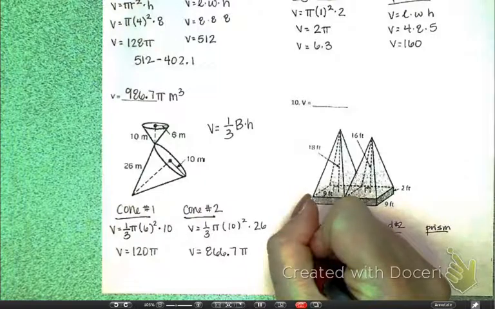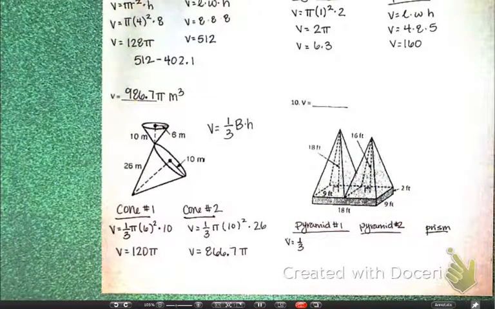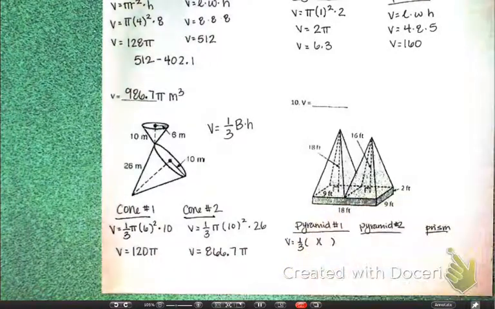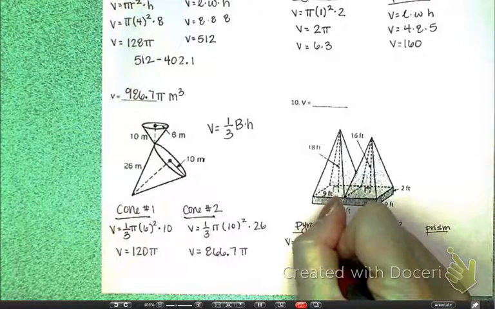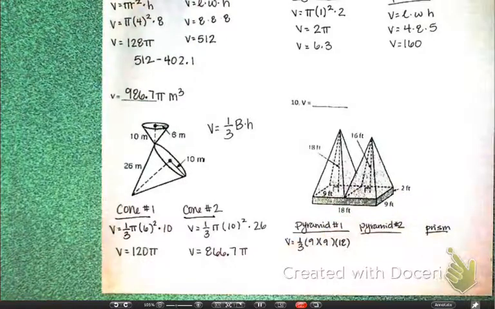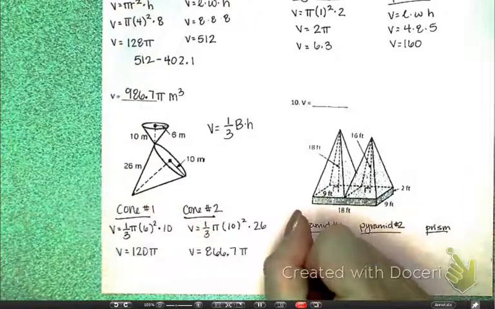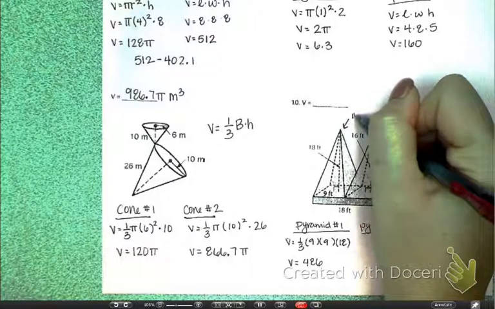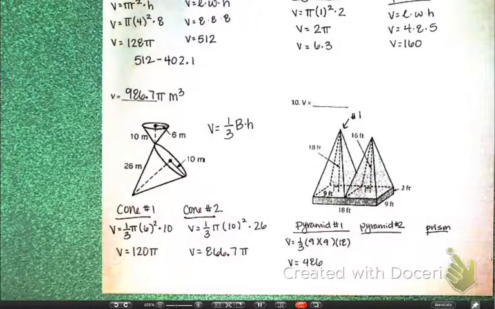So volume equals 1/3. What's the base of this pyramid? 9 times 9. Micah says 9 times 9. Do you agree with that? Yeah. Okay. And what's the height of that pyramid? 18. So 9 times 9 times 18 divided by 3. I'm getting 486 for this first pyramid. Do we agree with that?